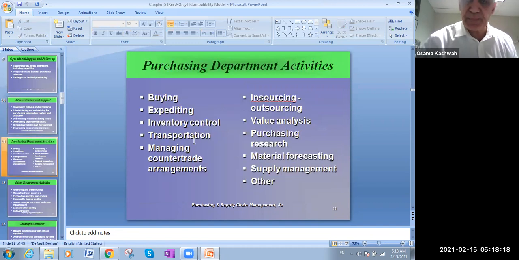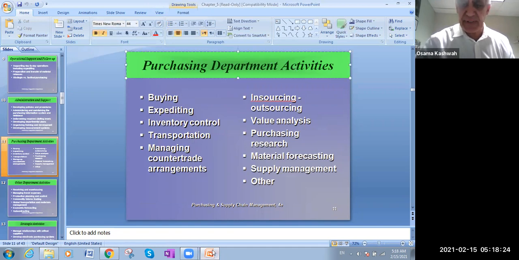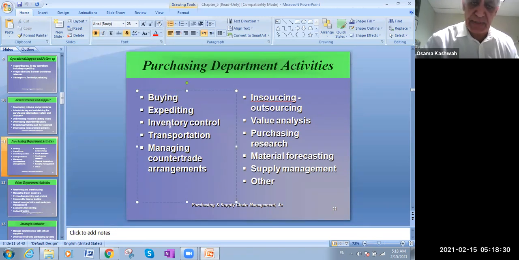So here is a very important point, which is purchasing department activities. What are the purchasing department's activities? Buying, expediting, inventory control, transportation, managing countertrade arrangements, insourcing, outsourcing, value analysis, purchasing research. All this comes into this function.